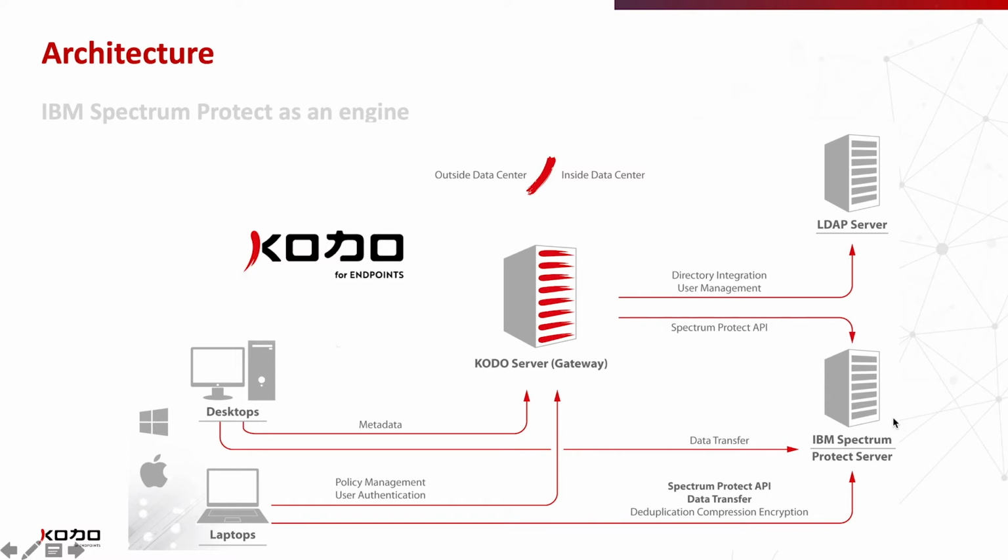environment. If you are an IBM Spectrum Protect customer, you can use a separate VM as a gateway to have the option to manage and send the metadata to our server. But here the important part is that even though desktops or laptops authenticate and send the metadata to the KODO server, the actual transfer, you can see, is going through the Spectrum Protect API. So we are sending the data in the native format to the Spectrum Protect server.